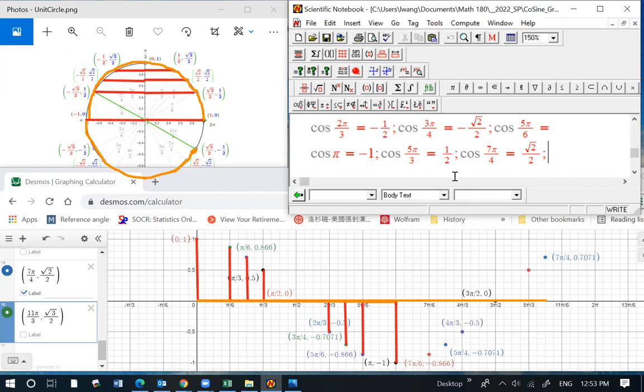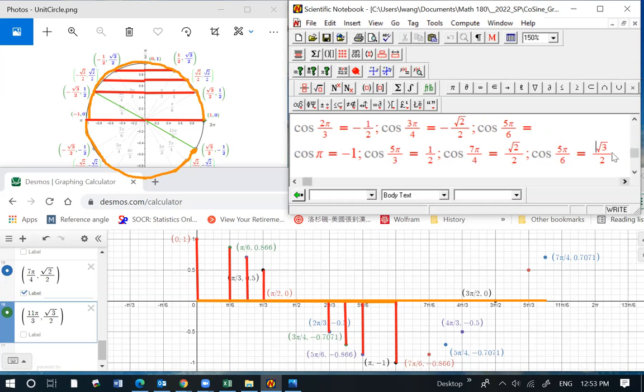That's the cosine of 5 pi over 6. 5 pi over 6. And that's going to give me root 3 over 2. Root 3 over 2. Okay, so let me scoot over just a little bit. There, we got it. So we got that point.